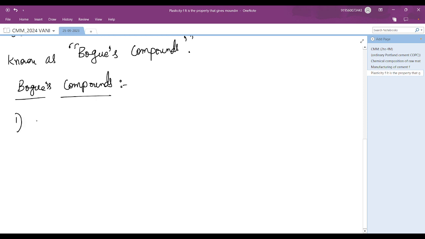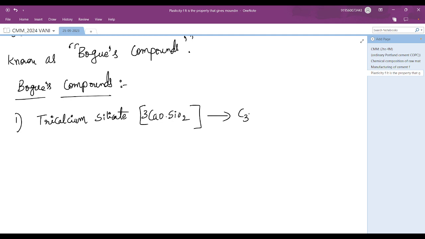So first one, tricalcium silicate, that is 3CaO.SiO2, and we abbreviated it as C3S. This is called as alite in literature.